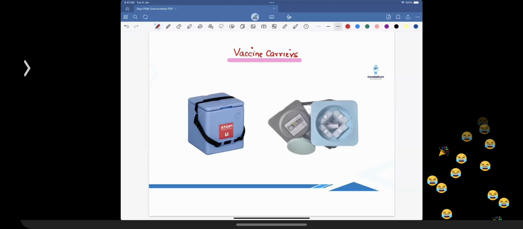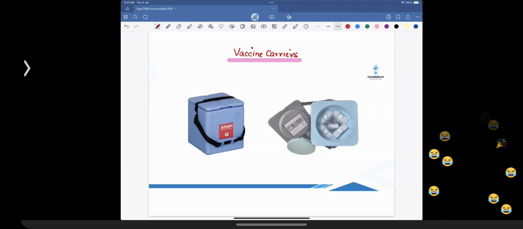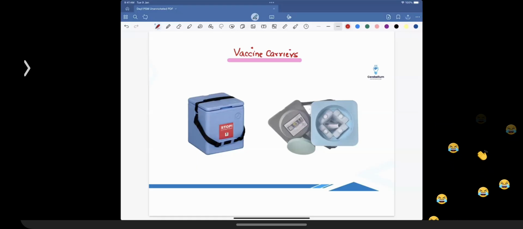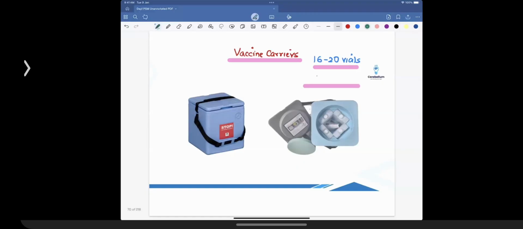What is the time it can maintain temperature of all the vaccines? How many vaccine vials should be kept? Two questions. Yes, good. We have to store maximum 16 to 20 vials. And it can maintain the temperature of vaccines up to 12 to 24 hours.